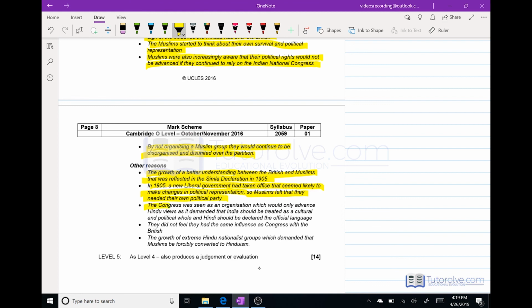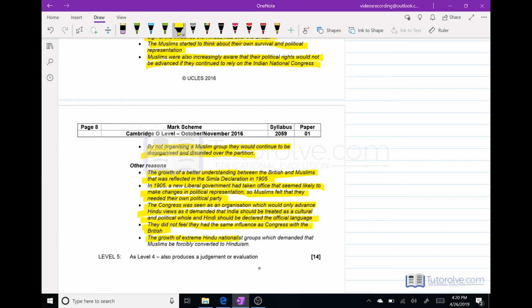The Congress was seen as an organization which would only advance Hindu views, as it insisted that India should be treated as a cultural and political whole and that Hindi should be declared the official language. They did not feel they had the same influence as Congress with the British, so they felt that the Muslims lacked that influence.